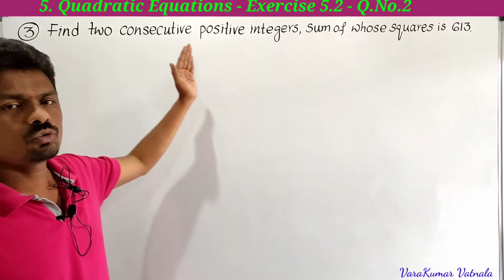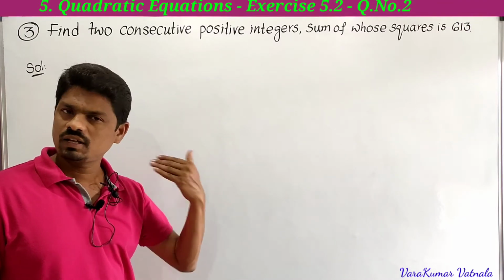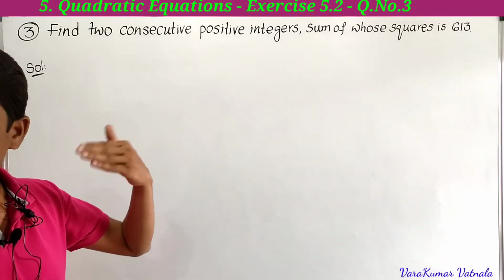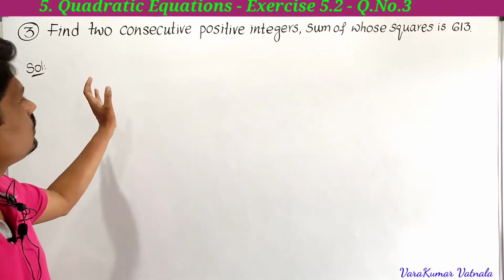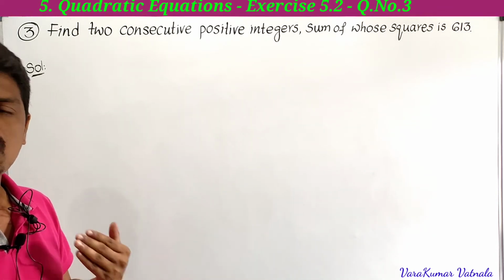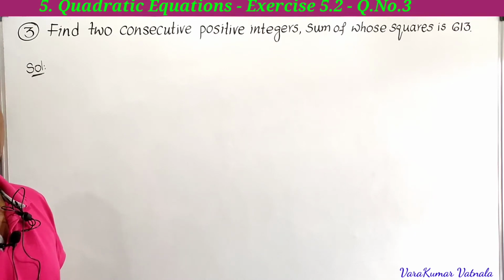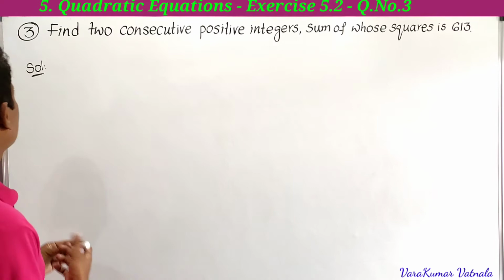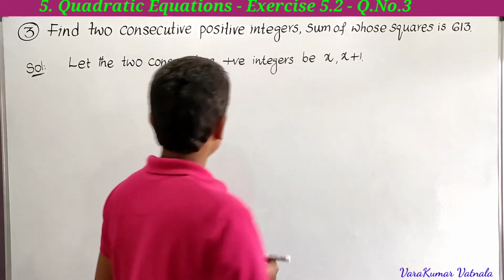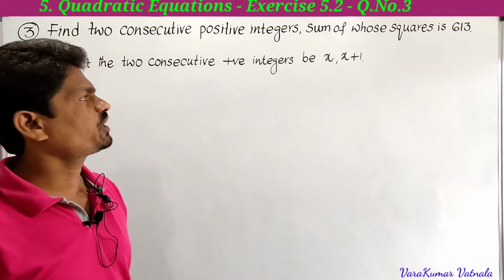Here consecutive means one after the other. Suppose if one number is 10, then the other is 11. So if one number is x, then the other is x plus 1. So let the two consecutive positive integers be x comma x plus 1.